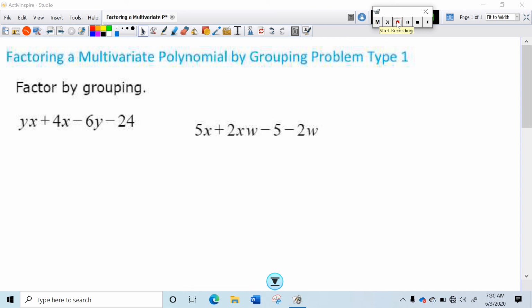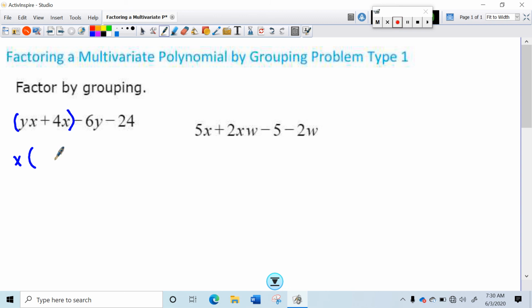Okay, when you factor by grouping, you have 4 terms. You're going to group 2 at a time. So here's what I mean. I'm going to put parentheses around the first 2 and see what they have in common that I can take out. So in my parentheses, they each have an x. Each term has an x. So I'm going to take that out.